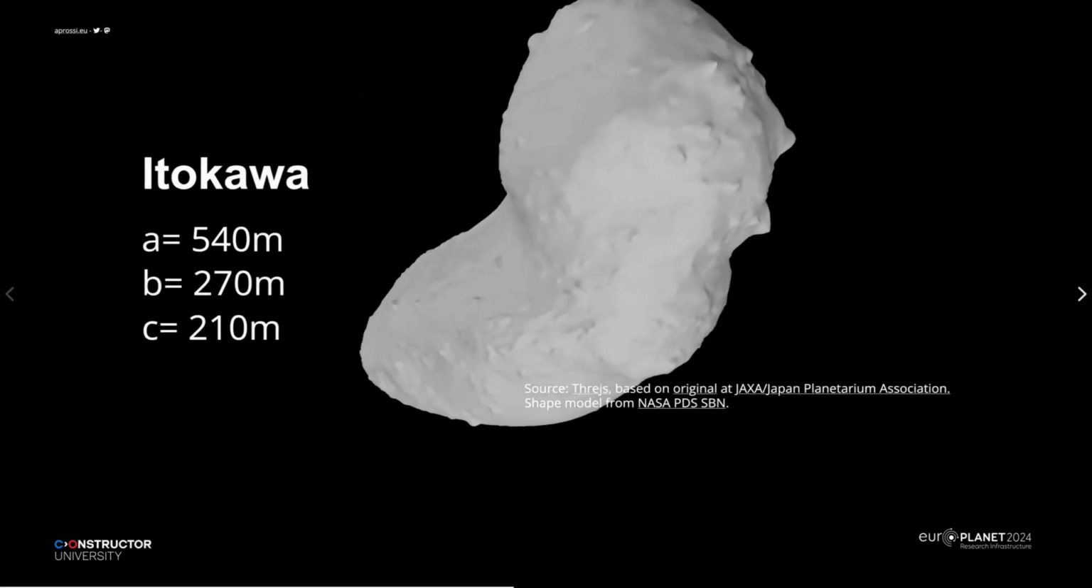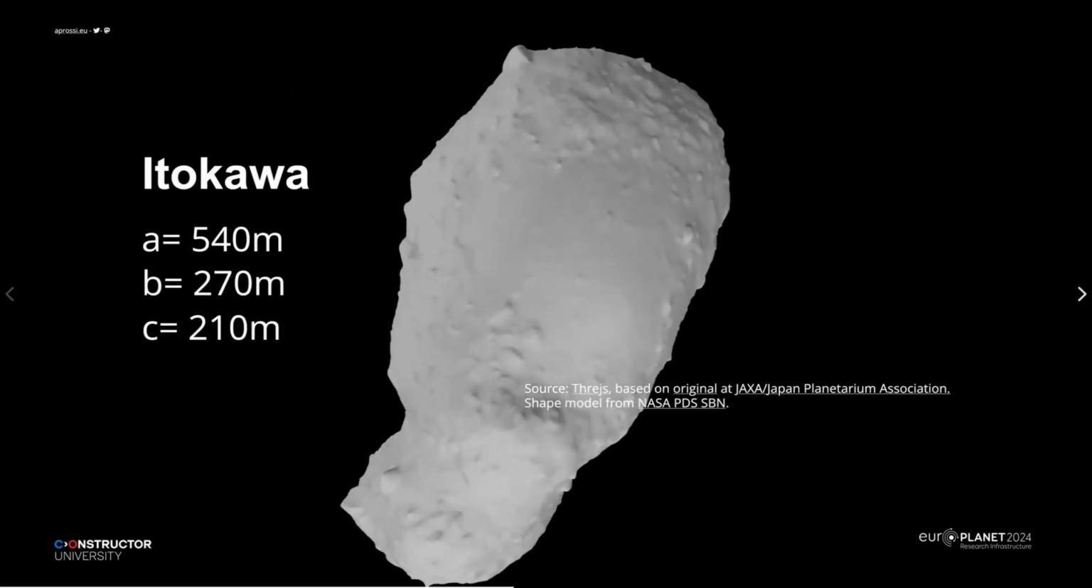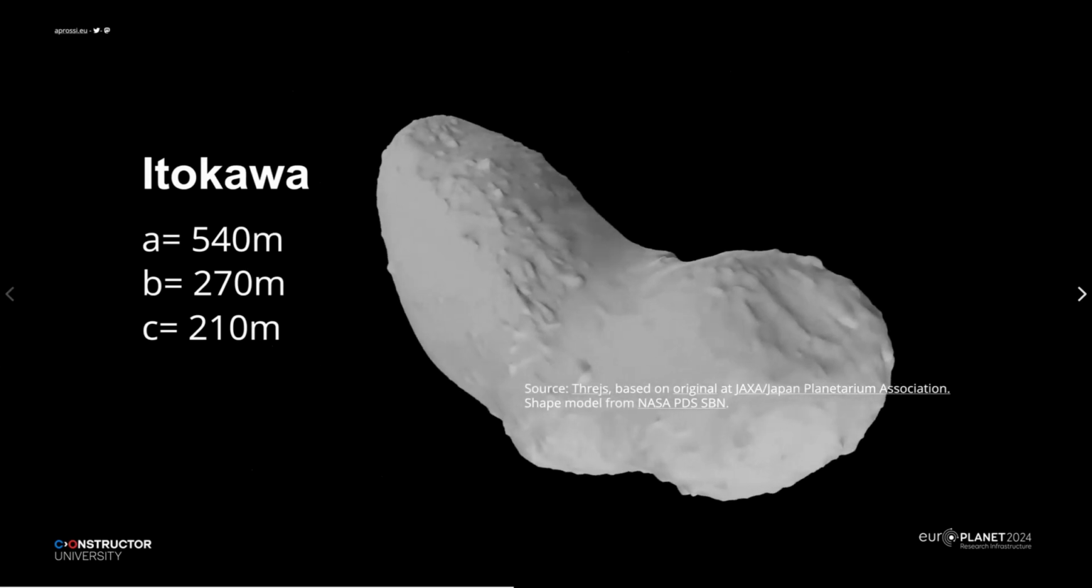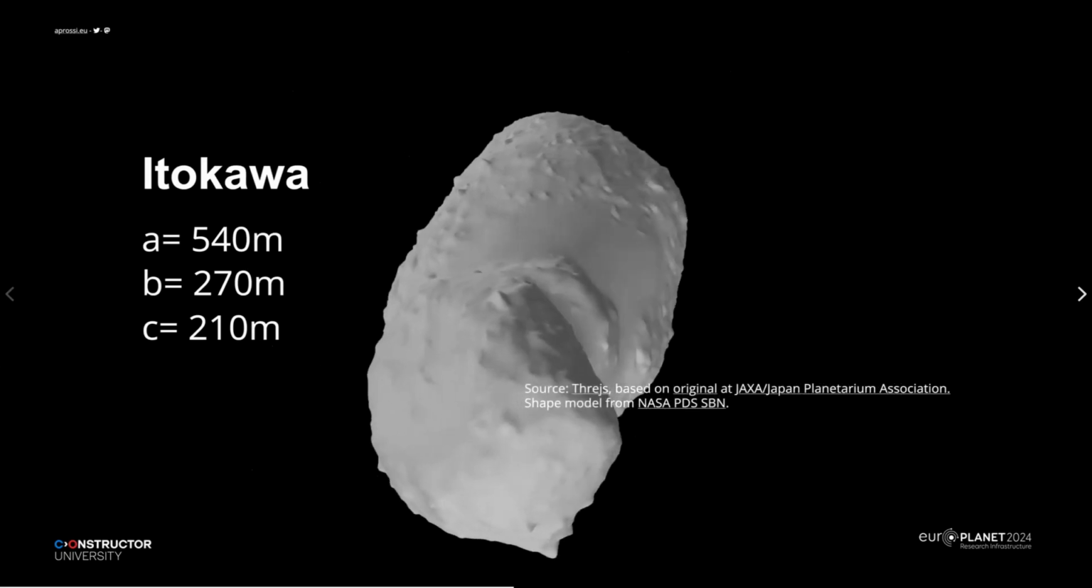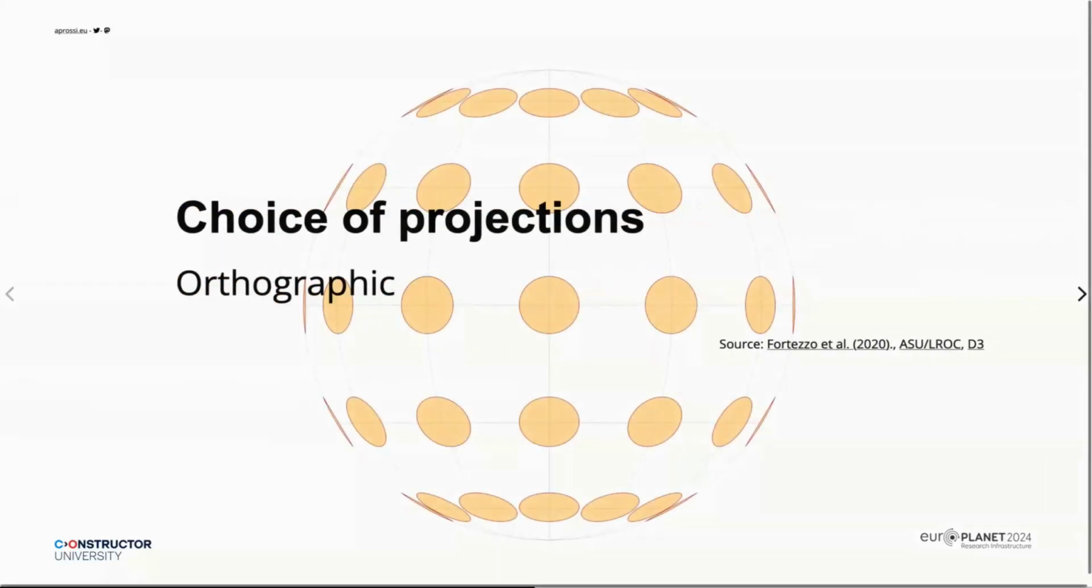Same with Itokawa. Itokawa is very cute. You will see it sometimes modeled as a sea otter, if you add the mustache and the nose. I don't have it here, but I can find it for you. And also we're talking about an irregular body, which is impossible to model as a single sphere.